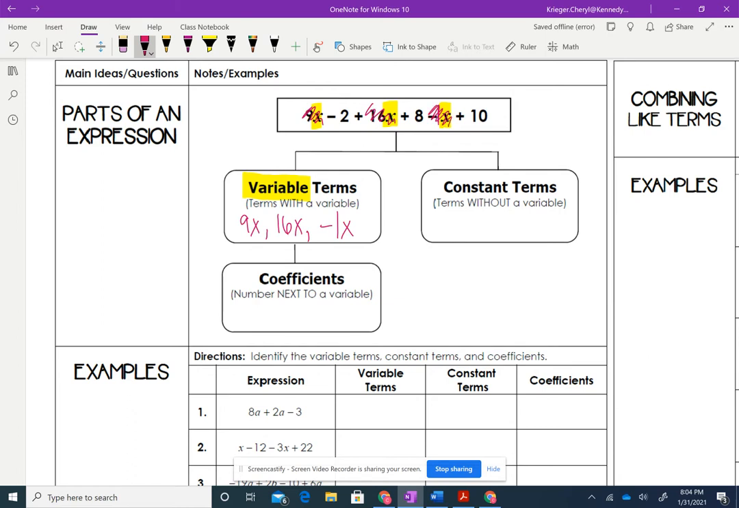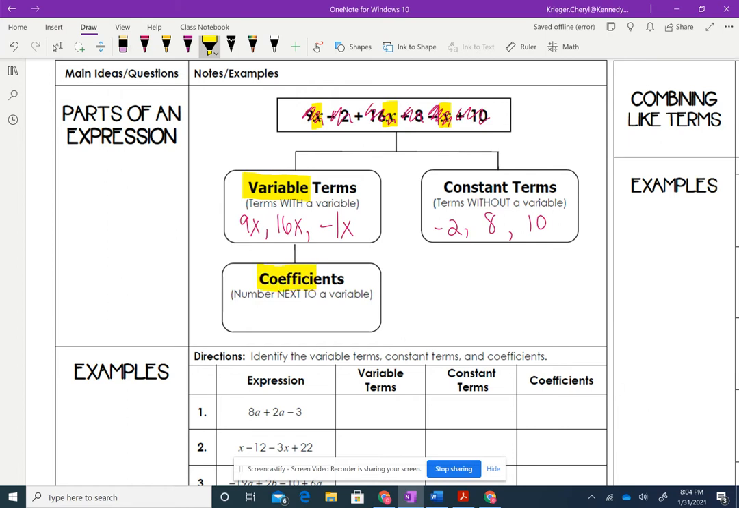So the constant terms, the ones that we have left, are negative 2, positive 8, and positive 10. And did we get them all? Negative 2, positive 8, positive 10. Yep. Okay, so there's one other vocab word here.